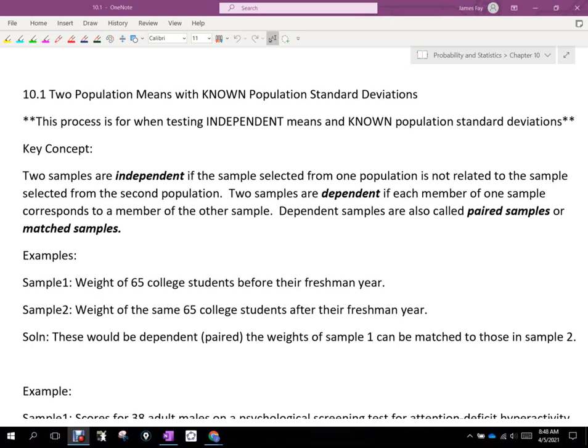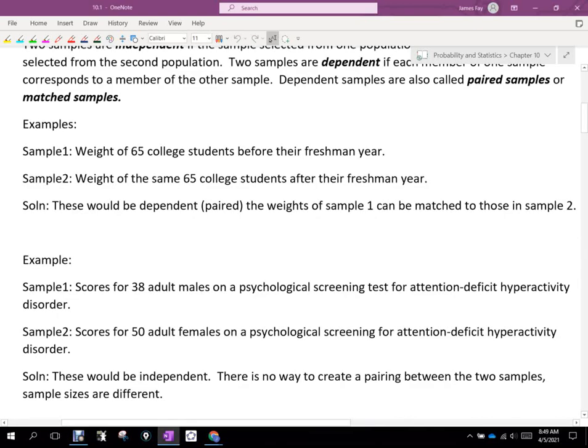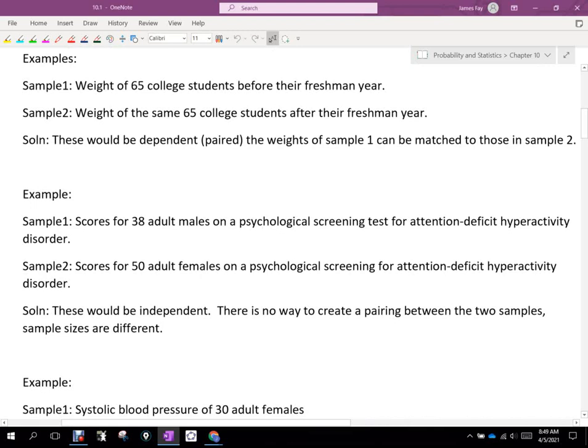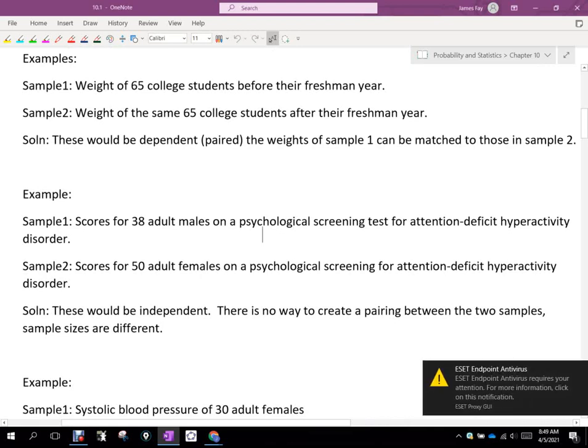It says two samples are dependent if each member of one sample corresponds to a member of the other sample. Dependent samples are also called paired samples or matched samples, and those are things that we are not going to deal with in this section. What we have to do ultimately in the future is identify whether we have dependent or independent samples. So here are some examples of independent and dependent samples, or matched or paired samples, and I think you'll see why they call them matched or paired in a moment.